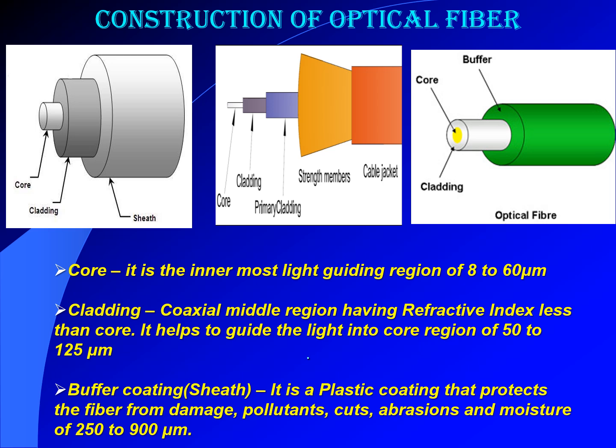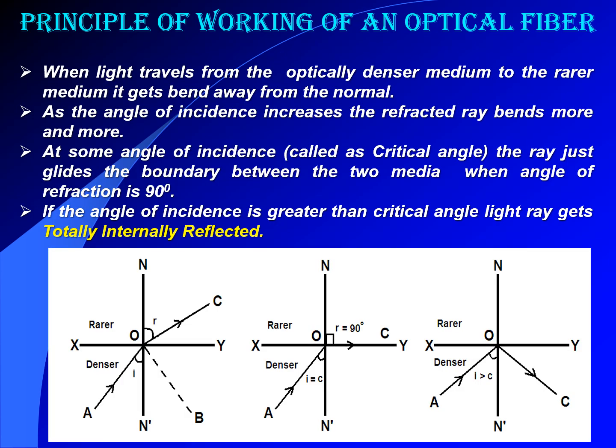Then buffer coating, it is a thin buffer coating or sheath. So it is the outermost region. It protects the core and cladding from any type of damage, pollutants, cuts, abrasions, moisture, and its diameter is about 250 to 900 micrometer. Cladding diameter is 50 to 125 micrometer.